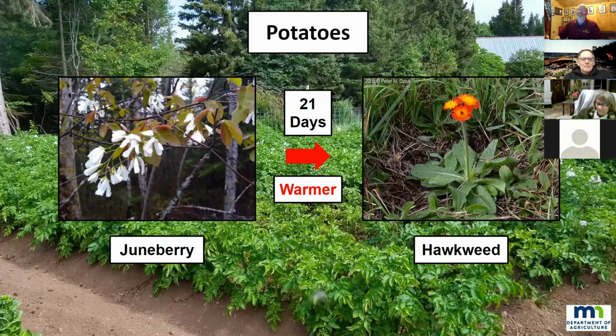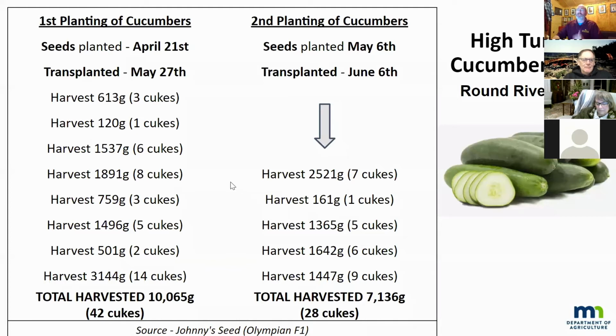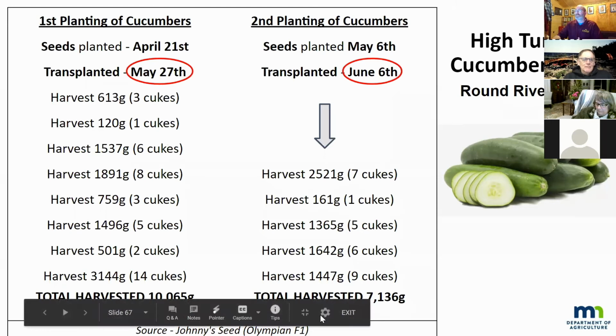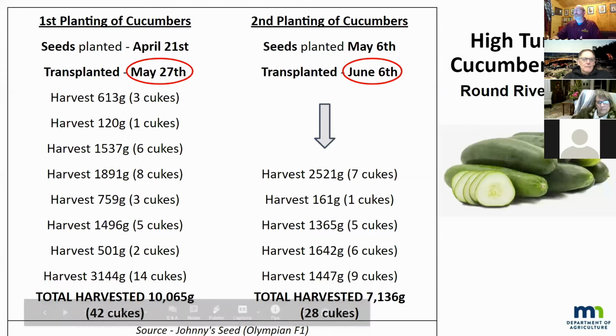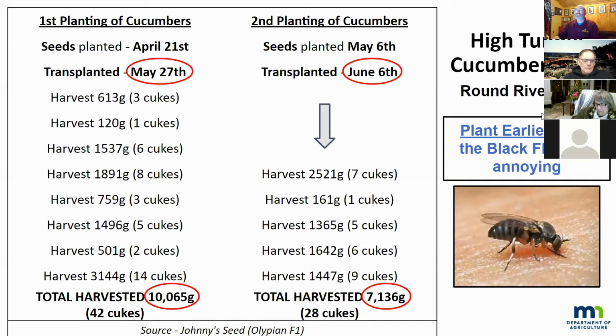Cucumbers, same thing. We found earlier planting, May 27th versus June 6th, outproduced by many, many grams and different cucumbers. So these are things that we need to consider. How early is right with the new change? So now we're shifting it to the black flies. When they get annoying, and everyone knows when they get annoying, that's when we will plant cucumbers in our greenhouses.